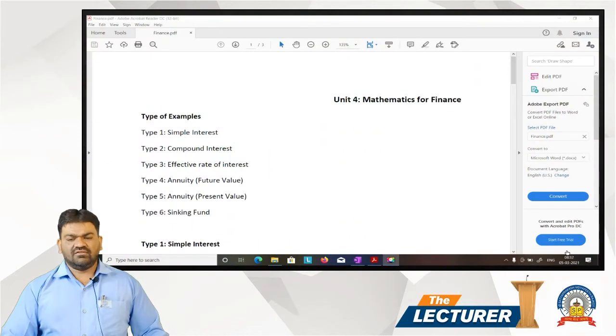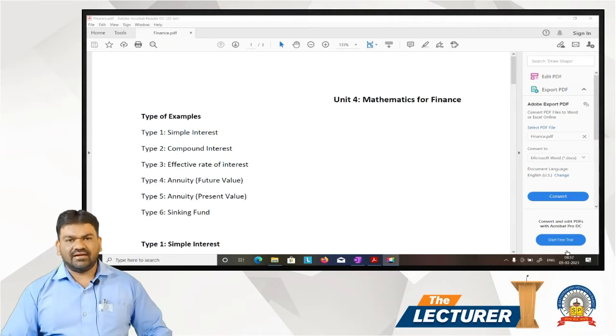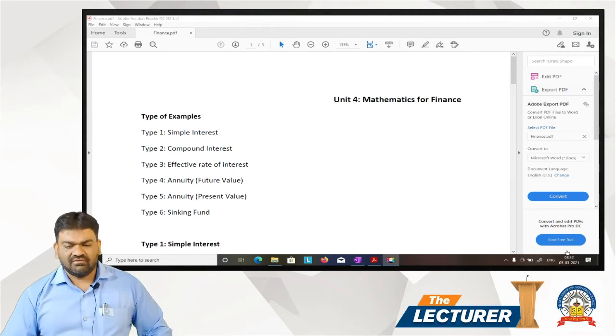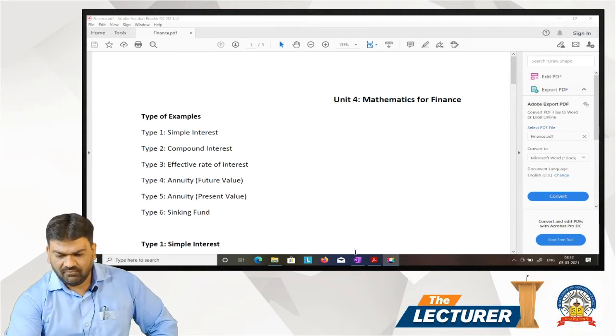Good morning. Last unit of our syllabus, unit number 4, Mathematics for Finance. First, see overview of the unit. Types of example. Type 1, simple interest, that is साधु ब्याज. Type 2, compound interest, that is चक्रवृद्धि ब्याज. Type 3, effective rate of interest. Type 4, annuity, future value. Type 5, annuity, present value. And last, type 6, sinking fund. This is very useful unit for us in normal life.